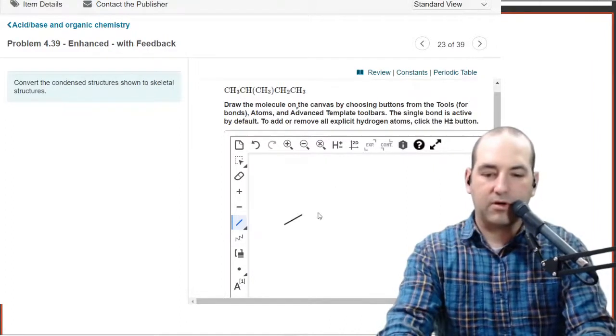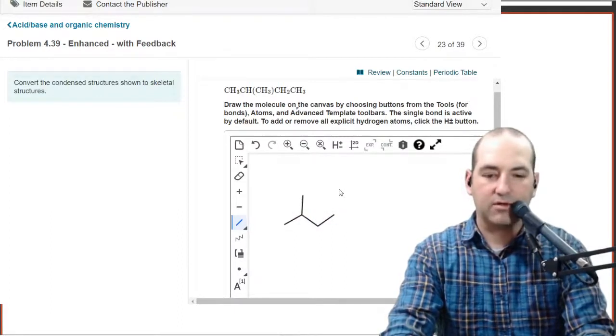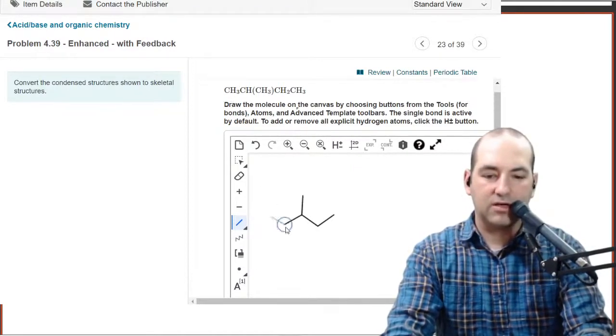Can't do it with my pen. So I'd have my 4 carbons like that, and then there would be one more coming off of the second carbon like this. So the first CH3 is here on the left. This is the CH. This is the CH3 coming off of it from the parentheses, and then CH2, and then CH3.